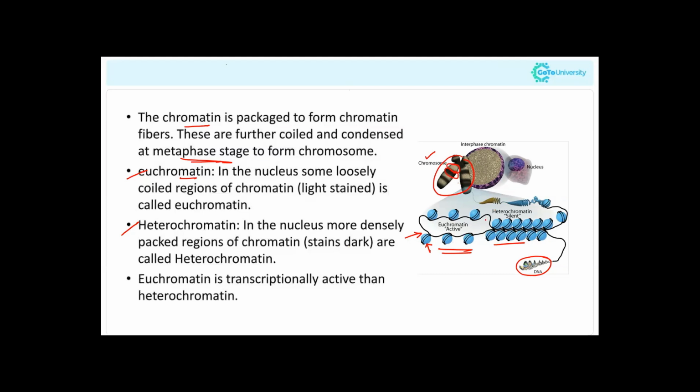stain dark are the heterochromatin. These are the heterochromatin. They are tightly packed. So euchromatin is more transcriptionally active than heterochromatin. Transcriptionally active in the sense they are ready to undergo transcription, that means they can be transcribed to RNA.